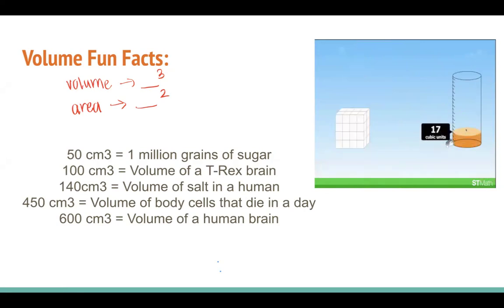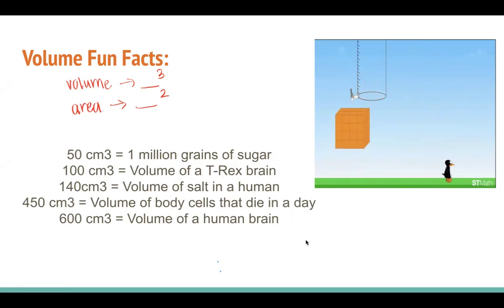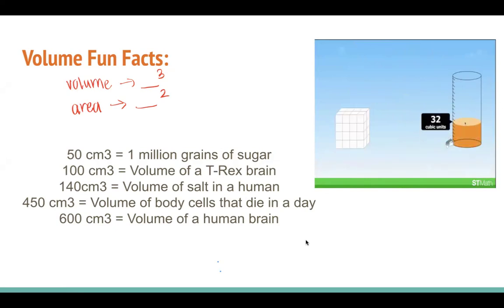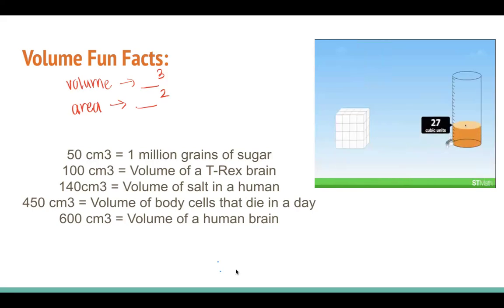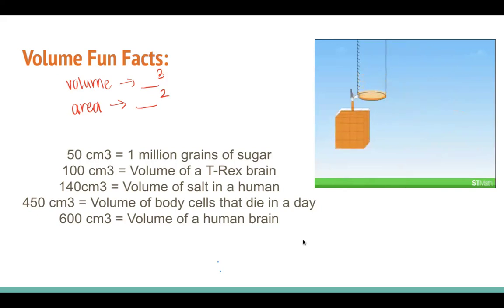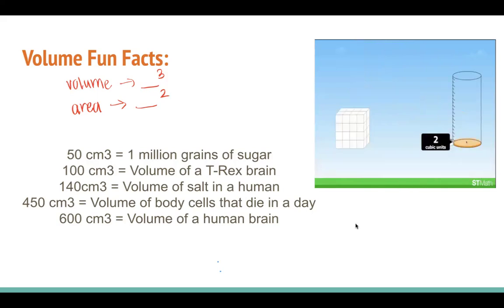And then 100 centimeters cubed is the volume of a T-Rex's brain. So it's pretty cool. And then 40 centimeters cubed is the volume of salt in a human. So basically how much salt is in each one of your bodies is 140 centimeters cubed, or about that much. And then 450 centimeters cubed is the volume of body cells that die in a day. And then 600 centimeters cubed is the volume of a human brain. So I just thought those were some pretty fun facts, so I included them.